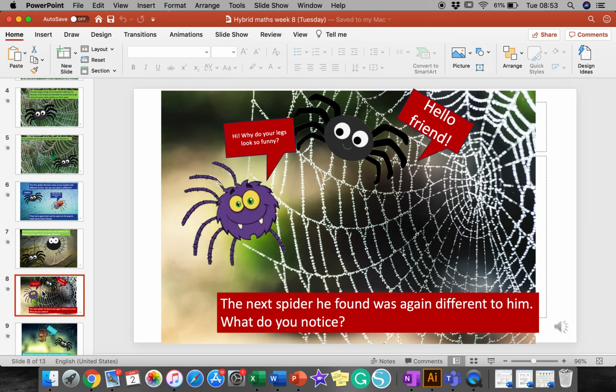The next spider he found was again different to him. What do you notice? Let's count his legs. He has 1, 2, 3, 4, 5, 6, 7, 8 legs. How many legs does he have on his right side? And how many legs does he have on his left side?